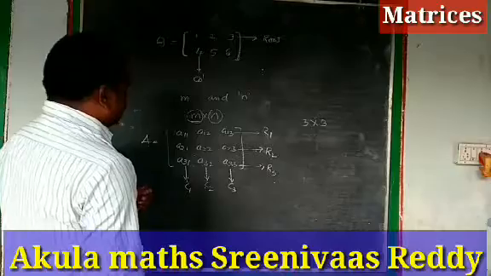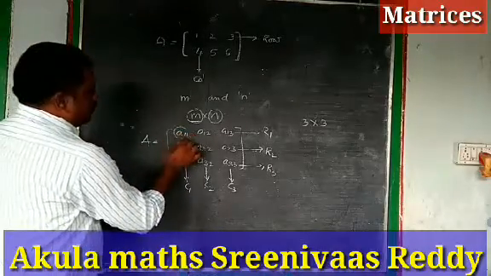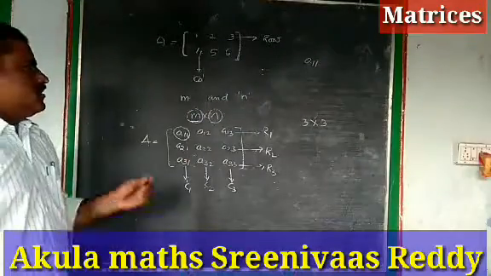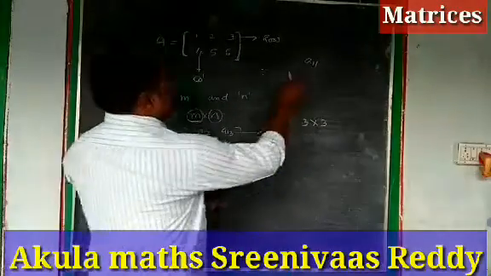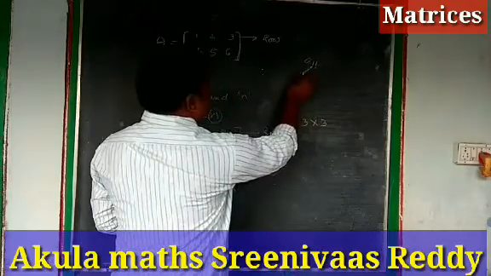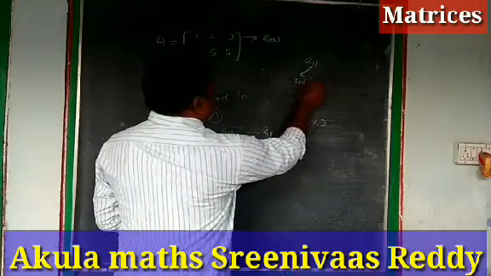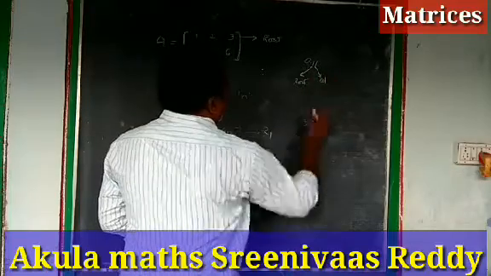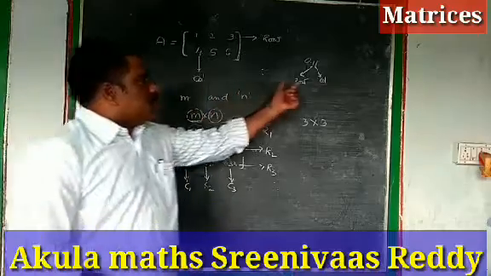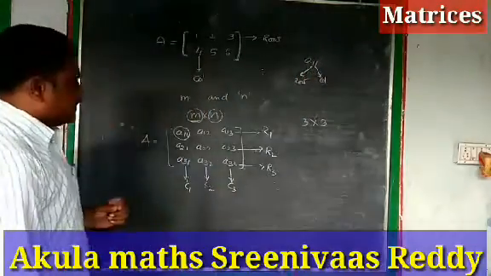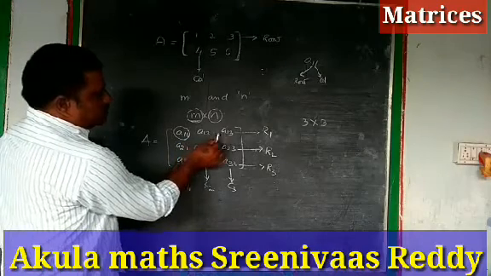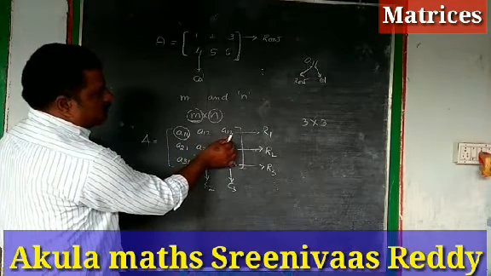Clearly, here we observe one point. The A11 element means this element lies in the first row, first column. Here the first index denotes the row and the second index denotes the column. That means the place value is first row, first column element. Similarly, this is the first row, second column element. This is the first row, third column element.